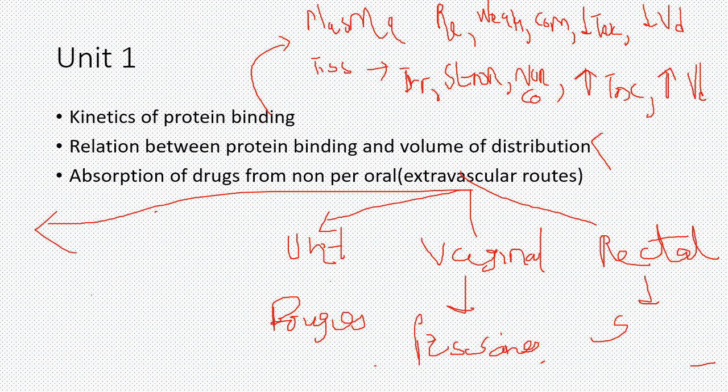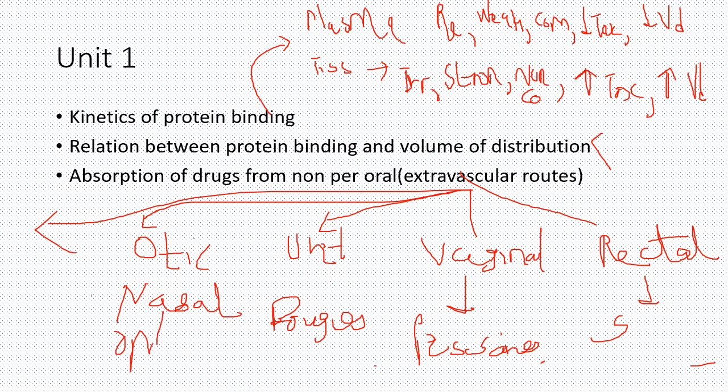Then we have parenteral route, otic route, nasal route, and ophthalmic route. So you have to remember this thing, that otic route is basically via your ear, nasal is via your nose, and ophthalmic is through your eyes.